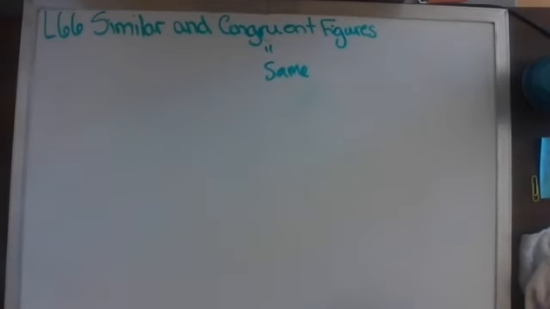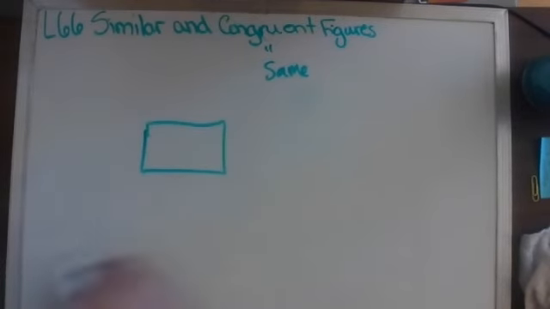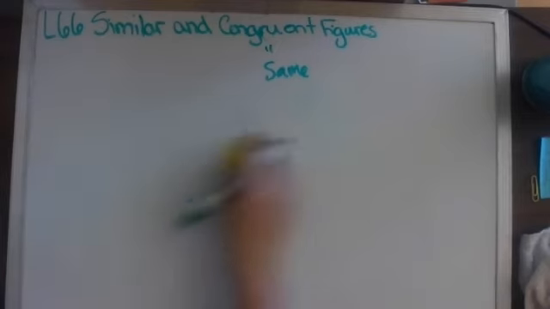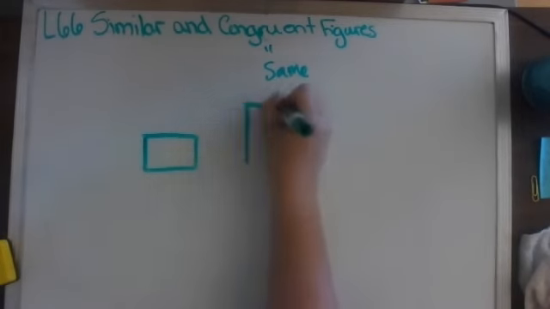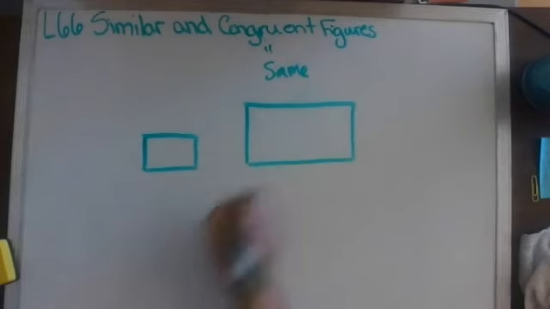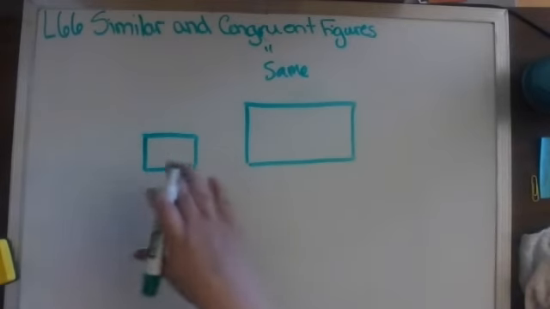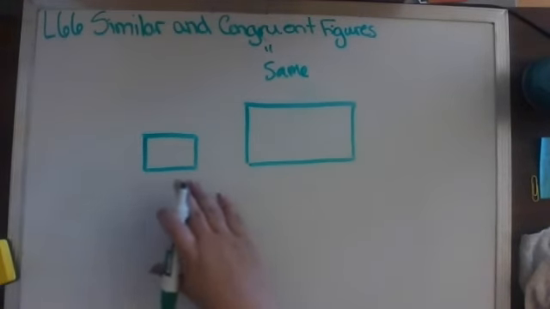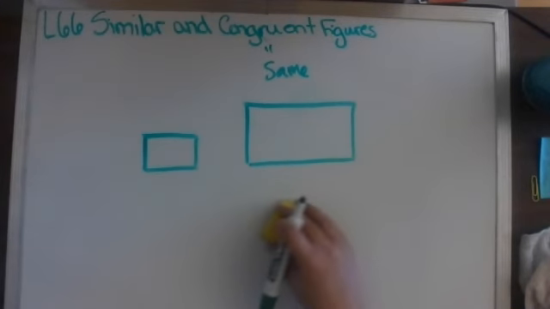We'll do one more shape together. This rectangle, let me do that with straight lines. This rectangle and this rectangle, are they congruent or similar? They are similar because this is an enlarged version of this rectangle. So they are similar because they are different sizes of the same rectangle.